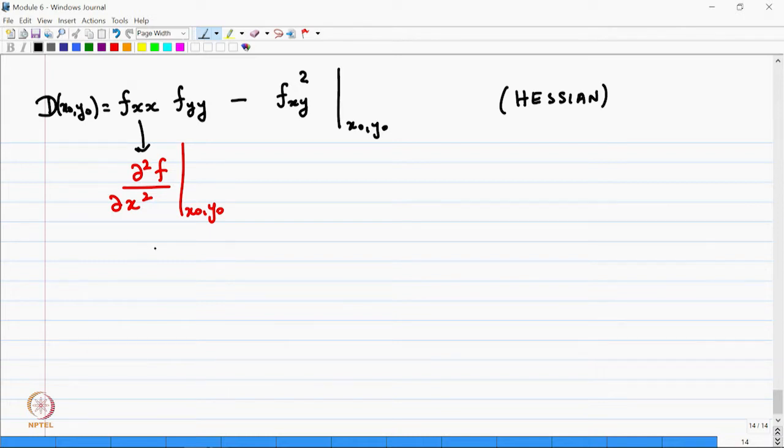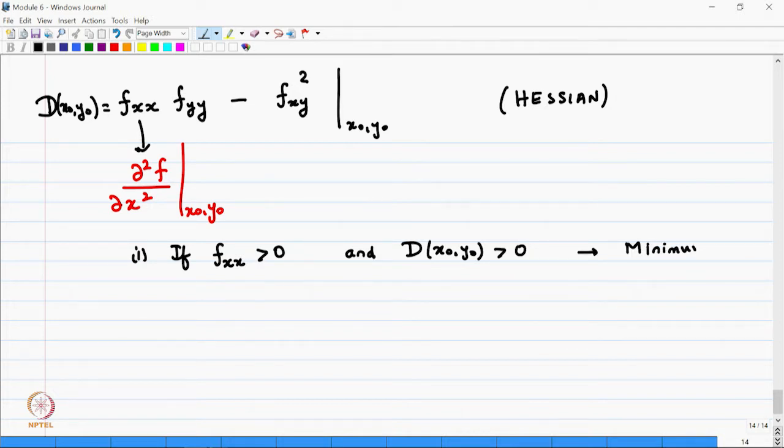Now, the way you classify the critical points is you look at the first case: if f_xx is greater than 0 and D(x0, y0) is greater than 0, then this is a minimum, and it is a local minimum; again, everything is local. Now, the second case is if f_xx is less than 0 and D(x0, y0) is greater than 0, then it is a local maximum.